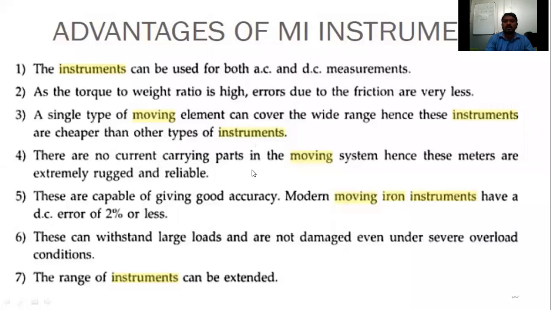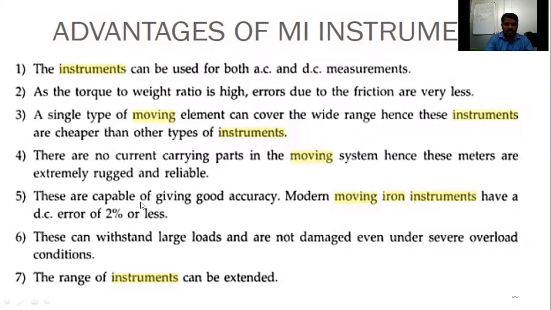There are no current carrying parts in the moving system. Does the moving system carry current, or does it rotate only because of magnetism? It will not carry any current. Hence these meters are extremely rugged and reliable. Reliable means they can operate continuously.